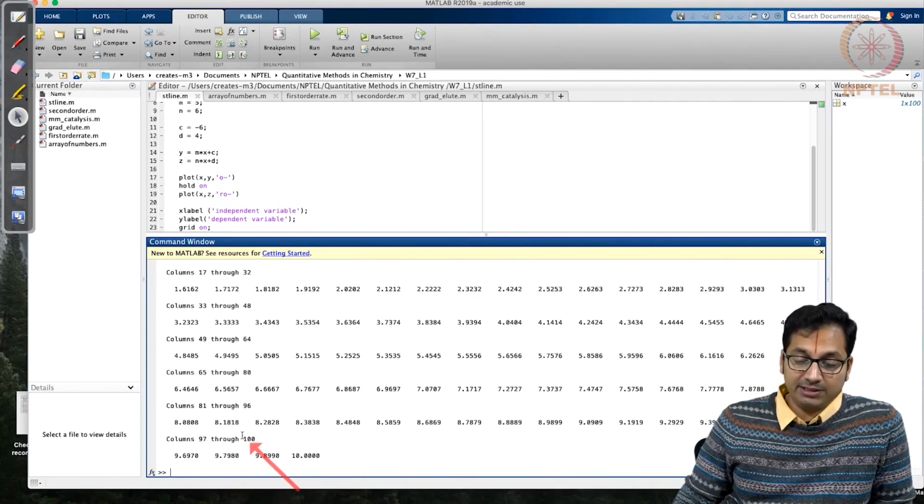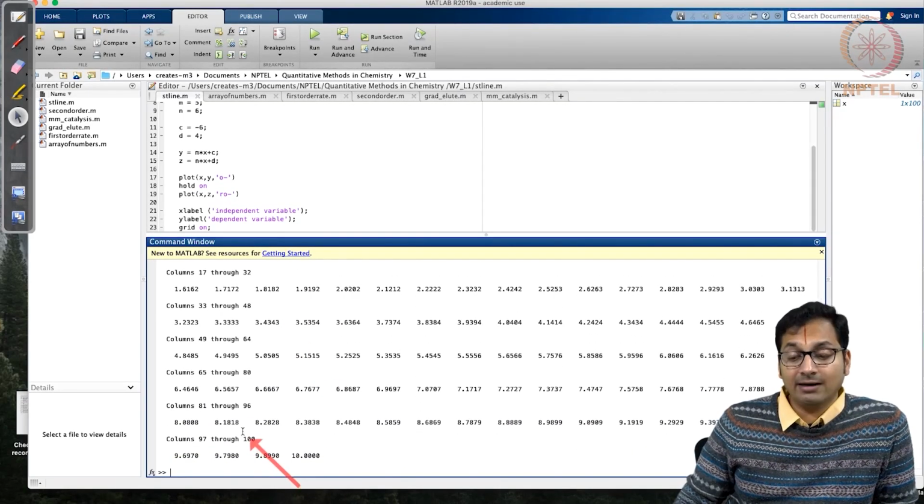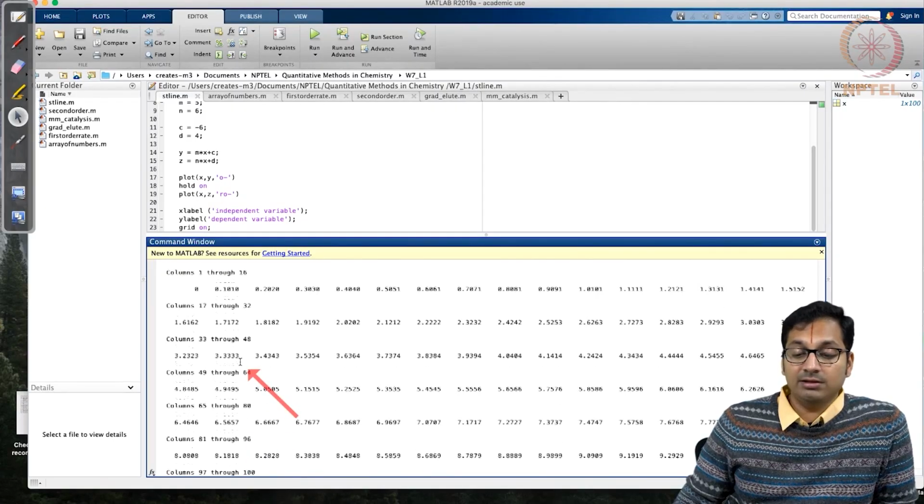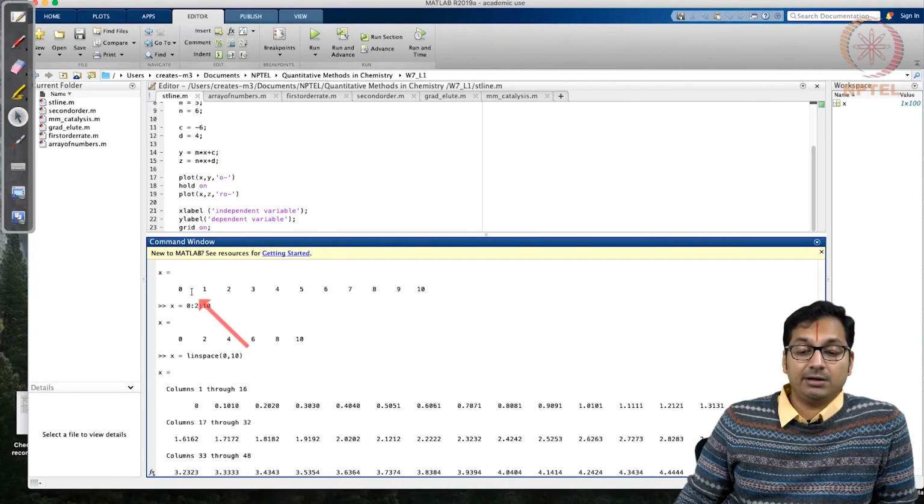And how many numbers has it generated? By default it has generated 100 numbers between 0 and 10. This is not what we want. We wanted to generate x in 1 integer units.